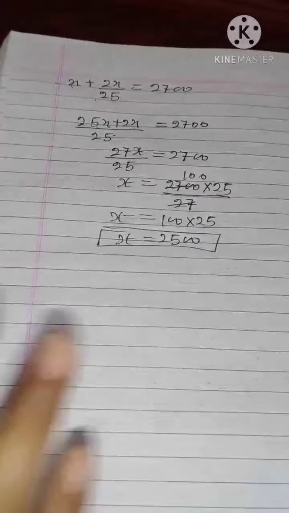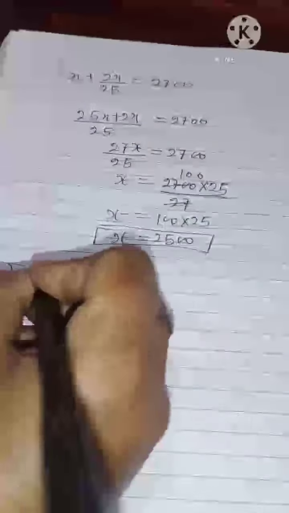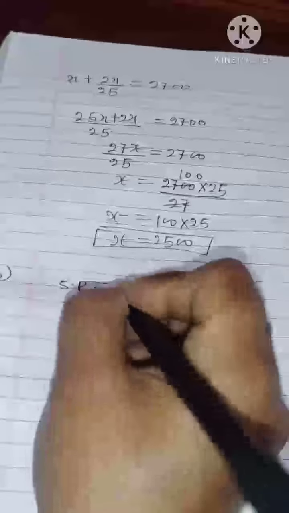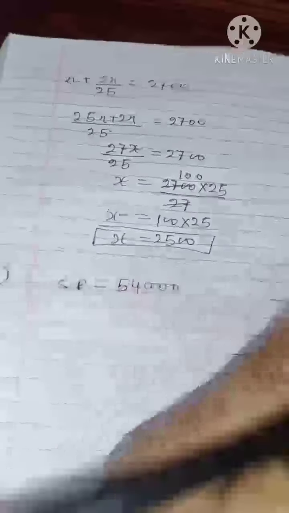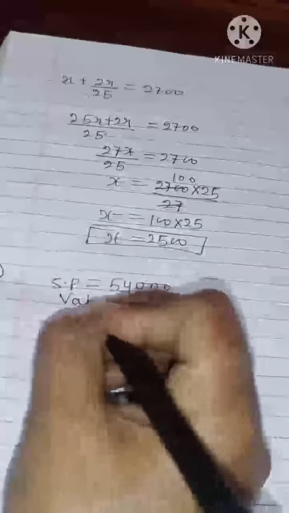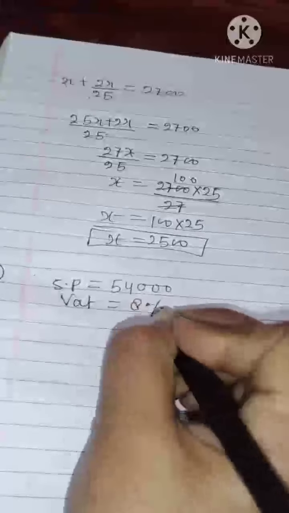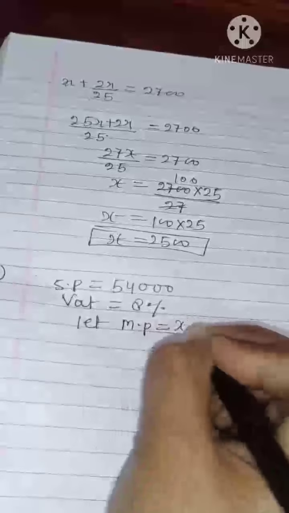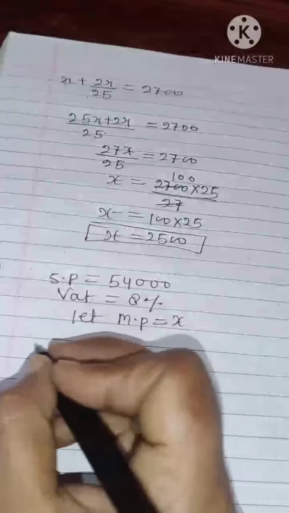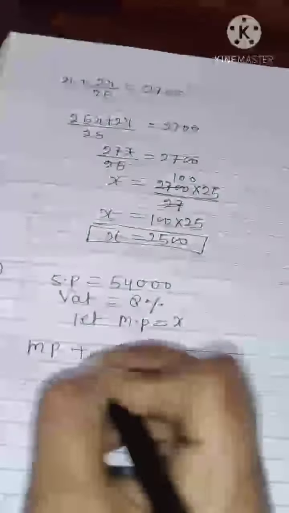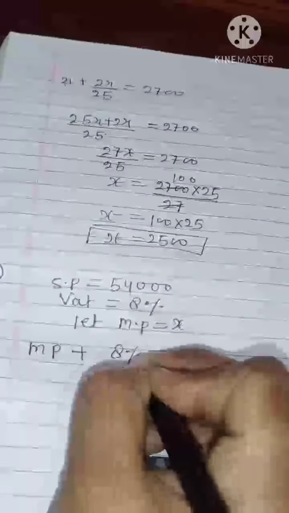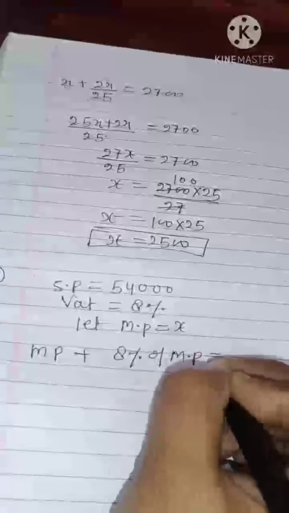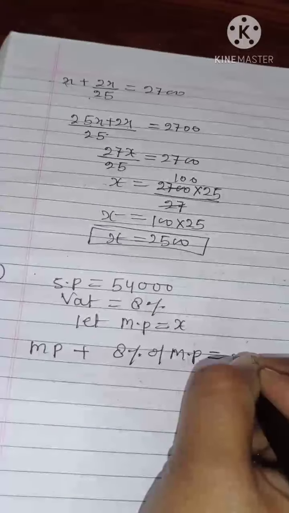One more part I am doing, that is the B part. This time the selling price is how much beta? 54,000. VAT is how much beta? 8%. Again same way you will do it. Let the marked price be x. So the marked price plus 8% of marked price will become the selling price.